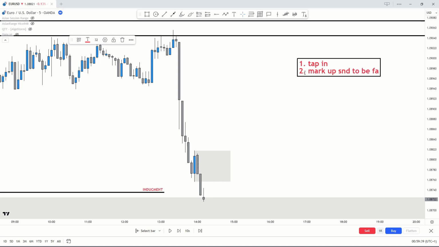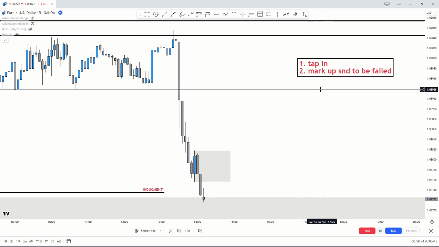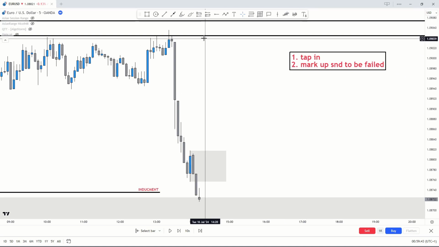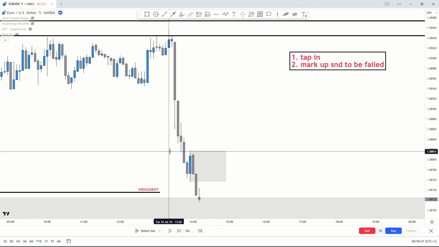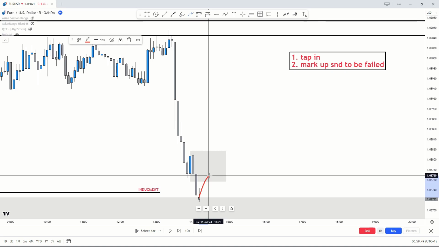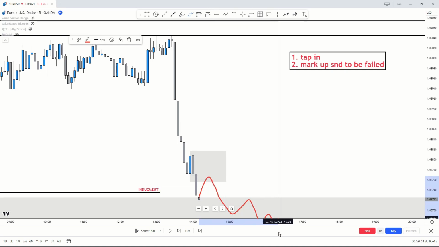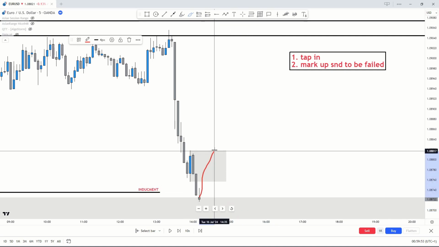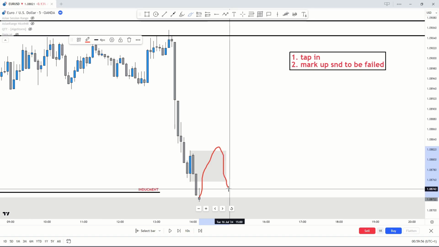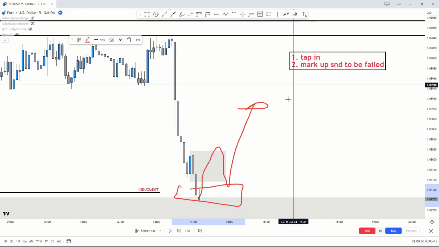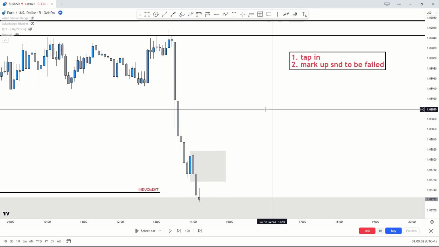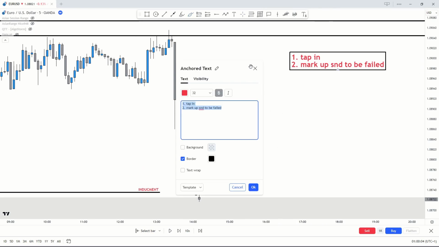to be failed, right? The S&D that we need to see fail is this supply zone. Why this supply zone? Because if price respects this supply zone, then we can just expect price to continue to go down. But if price violates this supply zone, then we can expect the market to flip. And what will we do? We will enter from our flip zone. But yeah, now let's wait for price to violate this zone.